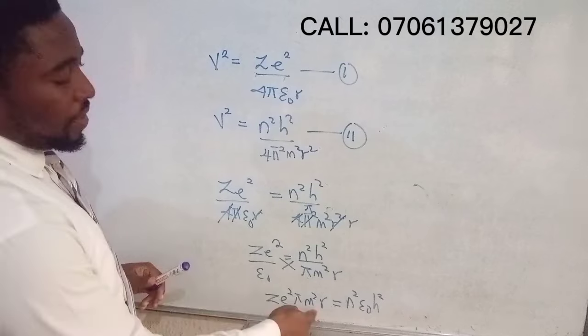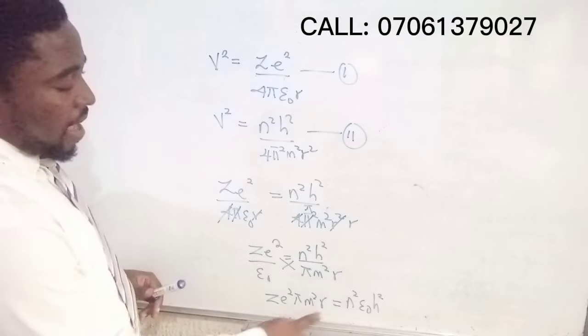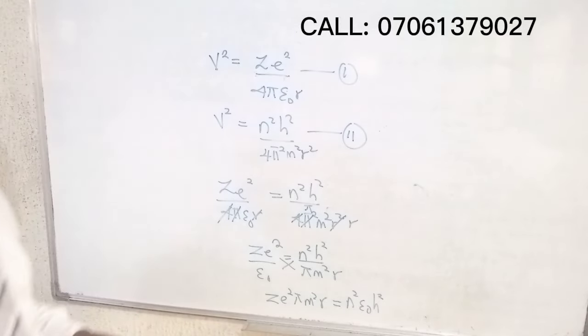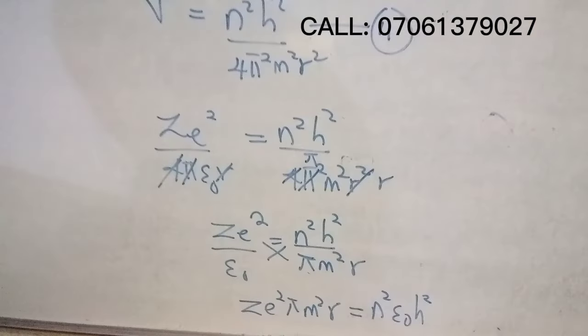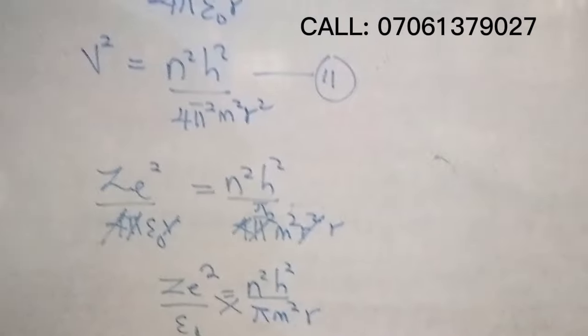Okay? So from here, I can now make r the subject of the formula. I believe you can see the solution clearly. So can you see the solution now?